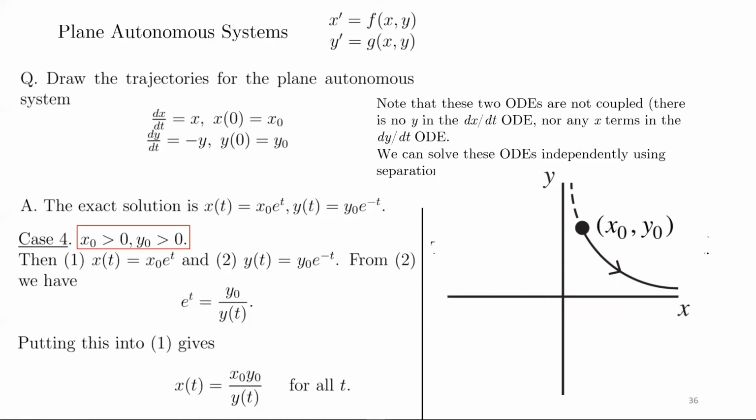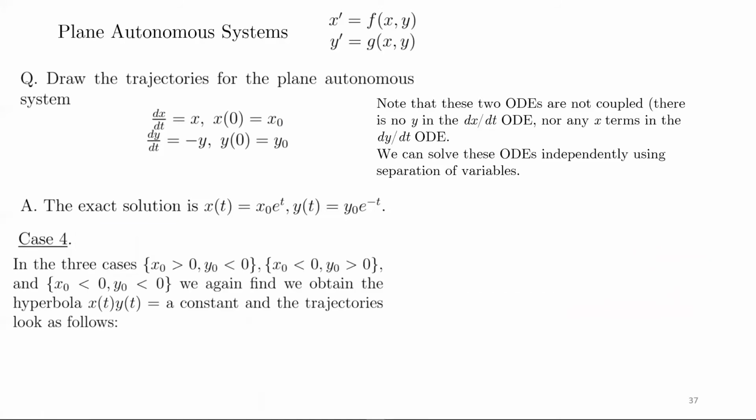Okay, well, we can play the same thing for x naught greater than 0, y naught less than 0, x naught less than 0, y naught greater than 0, or both of them greater than 0. So if we look in all four of these quadrants, we always find that x of t times y of t is a constant. So in all four of those quadrants, we are going to get hyperbolas, okay? So let's just discuss each of these cases one by one.